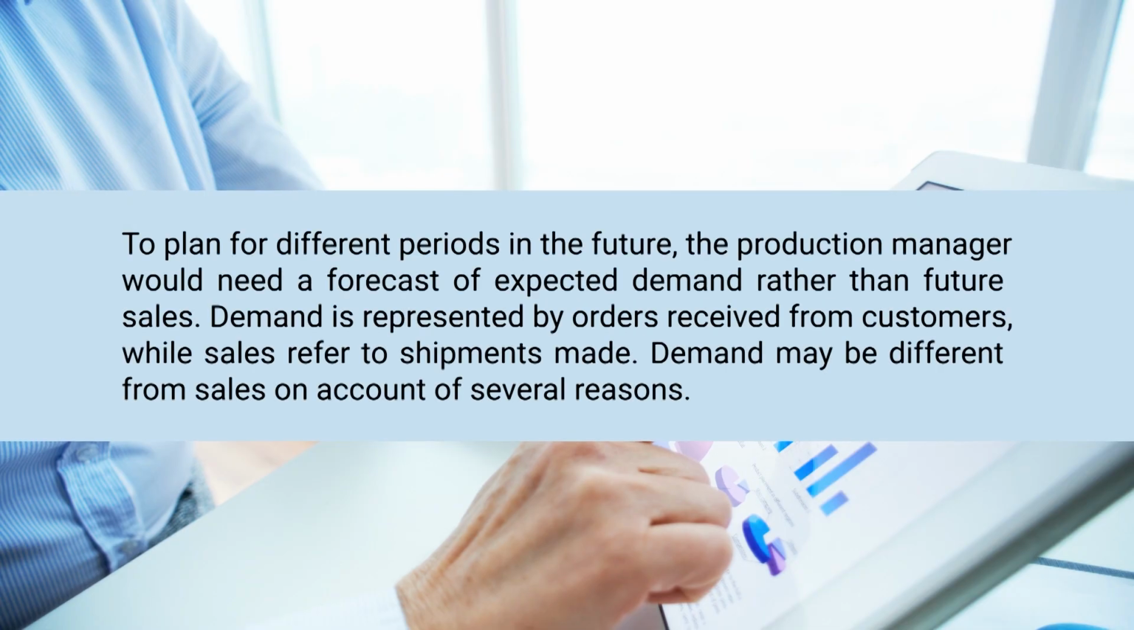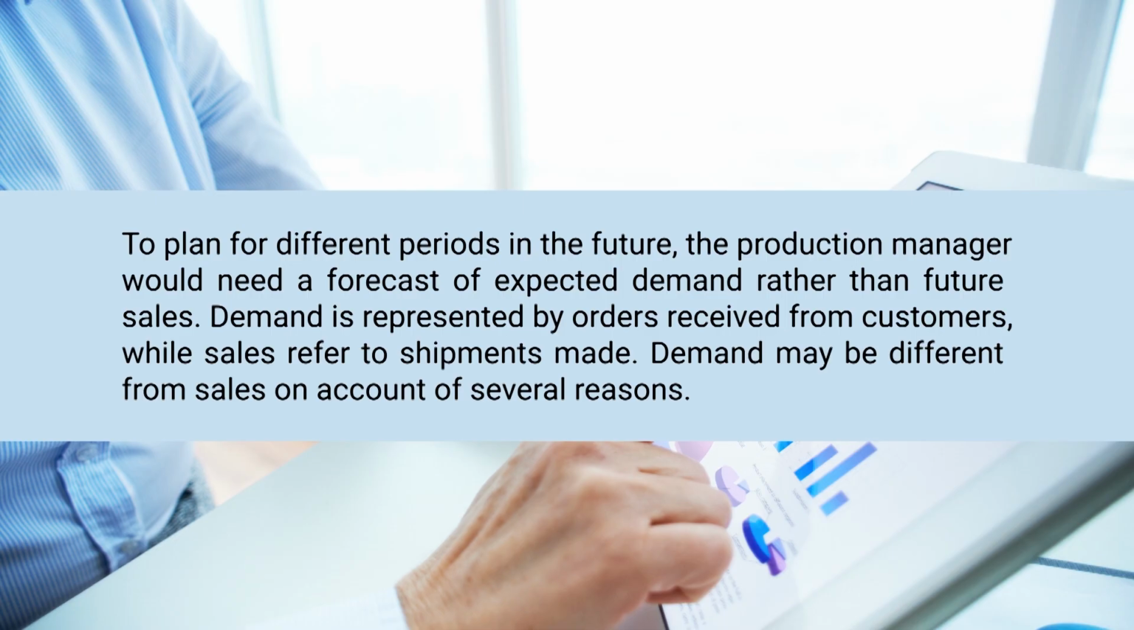To plan for different periods in the future, the production manager needs a forecast of expected demand rather than future sales. Means we have to know what exactly the demand is, not the future sales. Demand is represented by the orders received from customers, for 6 months, for a year, for the months. That is taken as demand, while sales refer to shipments, that is, the old data of previous sales.